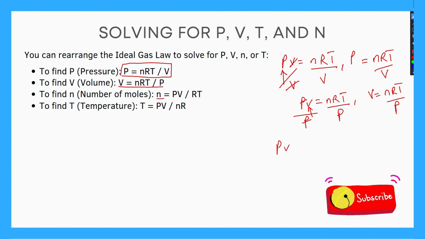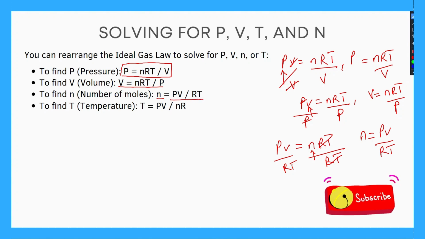The same thing applies for n. When you have PV is equal to nRT and you are asked to find n, you simply divide both sides by its coefficient, which is RT. And when you do that, you are left with n is equal to PV over RT. And that's what we have over here.